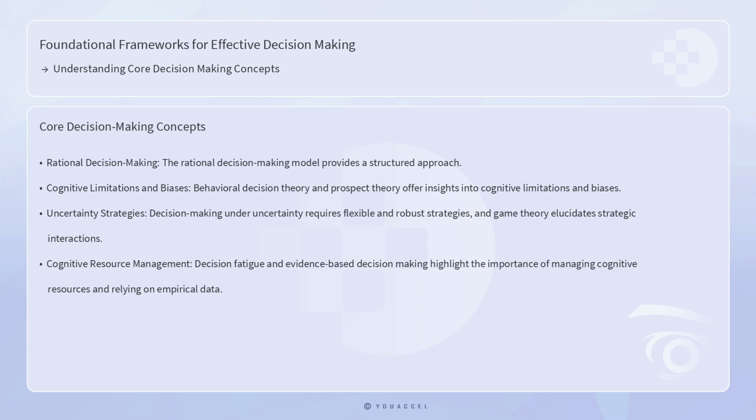Group decision-making leverages diverse perspectives, but requires strategies to mitigate groupthink and social loafing. Finally, ethical decision-making ensures that choices align with moral principles and organizational values. By comprehensively understanding these foundational frameworks, individuals and organizations can enhance their decision-making capabilities and achieve better strategic outcomes.